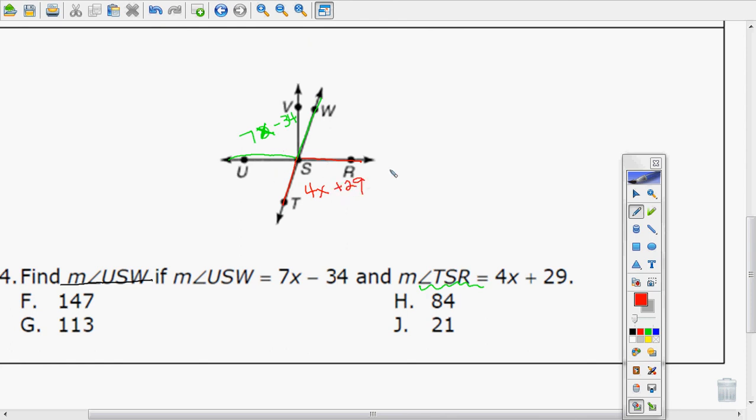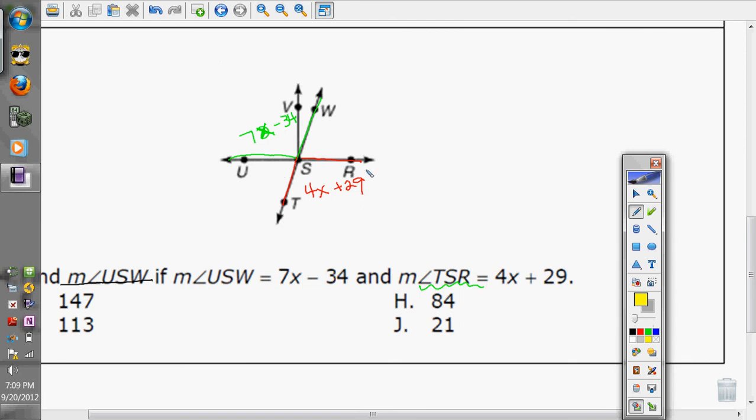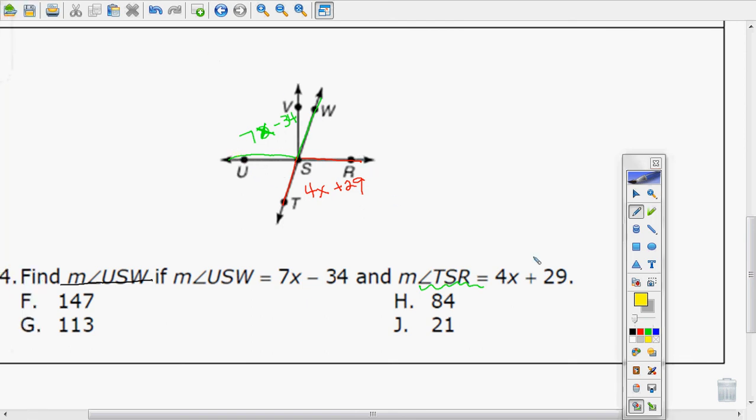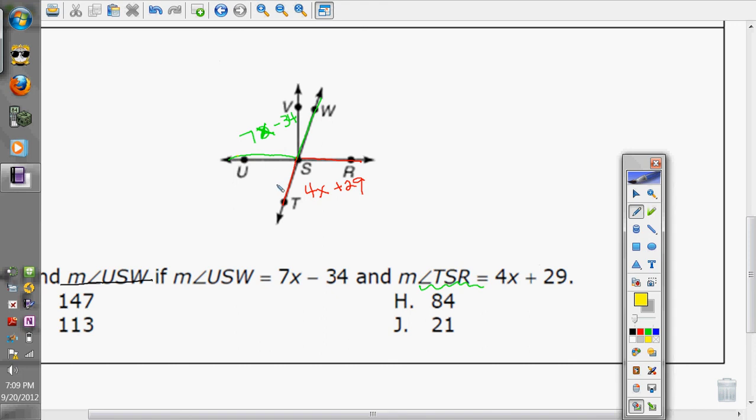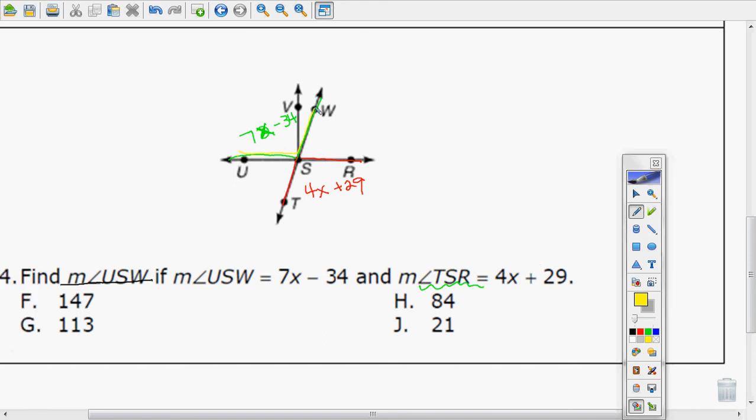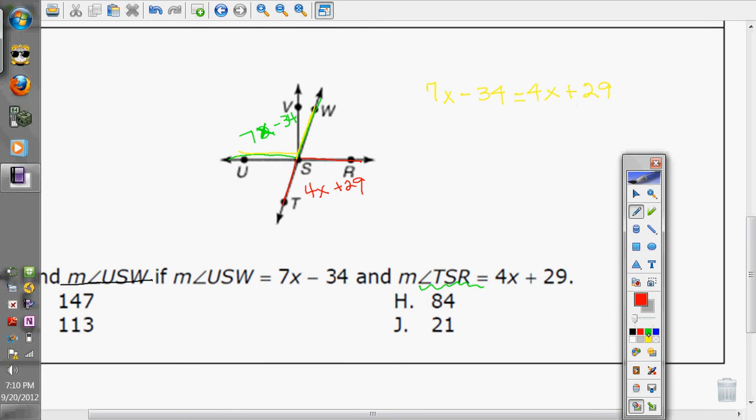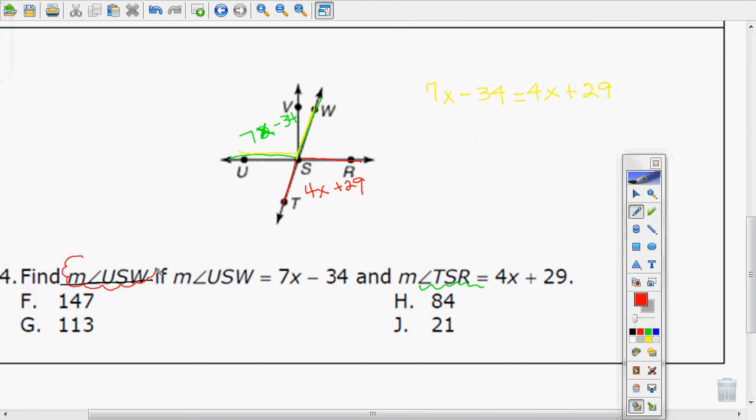Hey, are you seeing what I'm seeing? This looks like a very special type of angle right here. Who can tell me the angle? What is it? Hello? Verticals are equal. So I have vertical angles. So their measures are the same or equal. Now, I have enough information to find x. But remember our goal is to find the measure of angle USW.